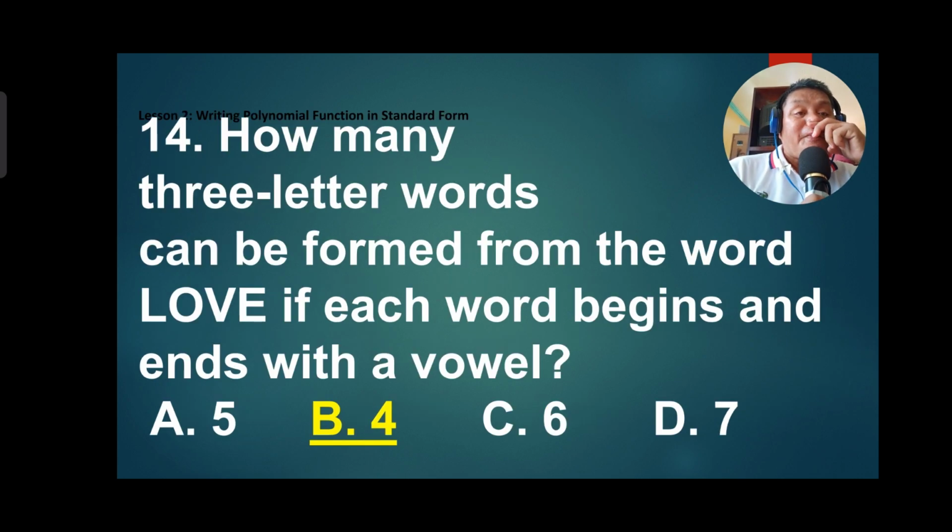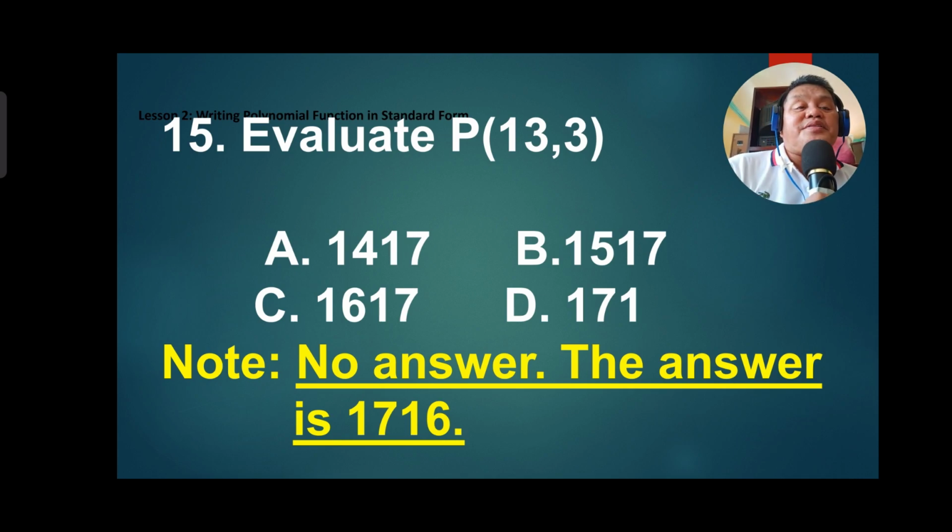Number 14. How many 3-letter words can be formed from the word love if the word begins and ends with a vowel? So we have now 4. The possible answer here is 4. Number 15. Evaluate permutation of 13 objects taken 3 at a time. The answer here is 1,716. The close answer here is letter D, but there is no 6, so no answer. The answer is 1,716 ways.